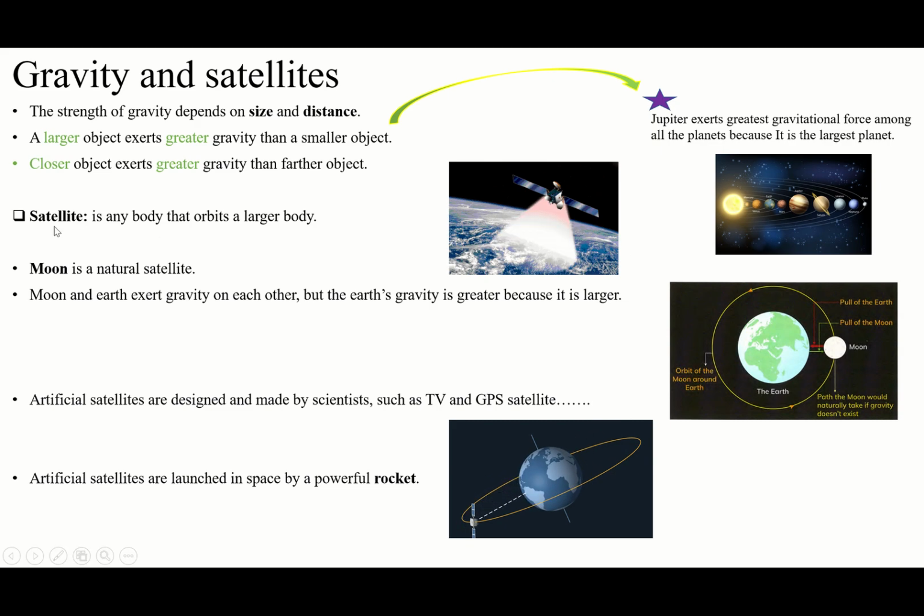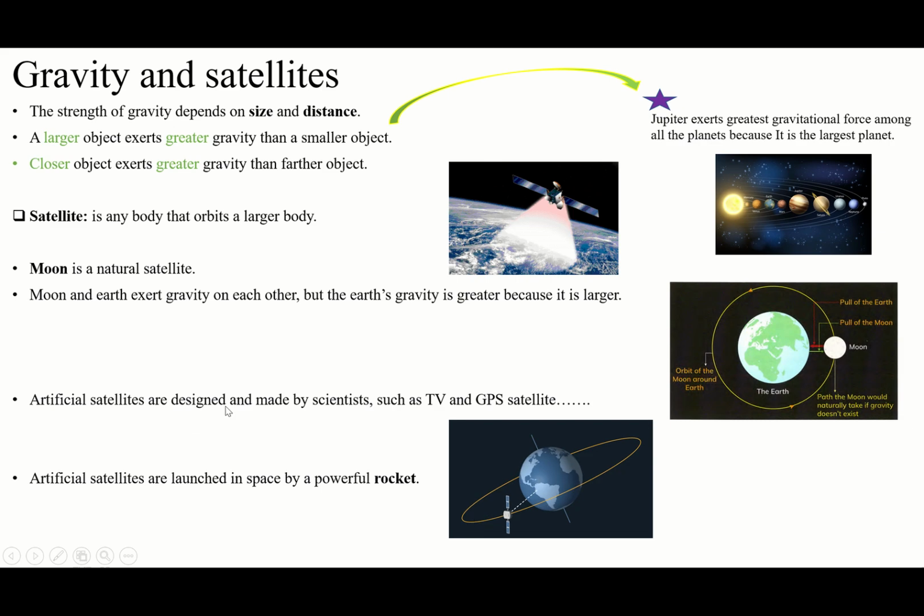A satellite is any body which orbits a larger body. When we have a body that orbits a larger one, we call this a satellite. The moon is a natural satellite, we said, because God Allah made it, it already existed when we came to Earth. We didn't make it, we didn't create it, so we say it's a natural satellite. And we mentioned these two also: the moon and Earth exert gravitational force on each other, but the Earth's gravity is greater than the moon's. Why? Because Earth is larger, it exerts greater gravity.